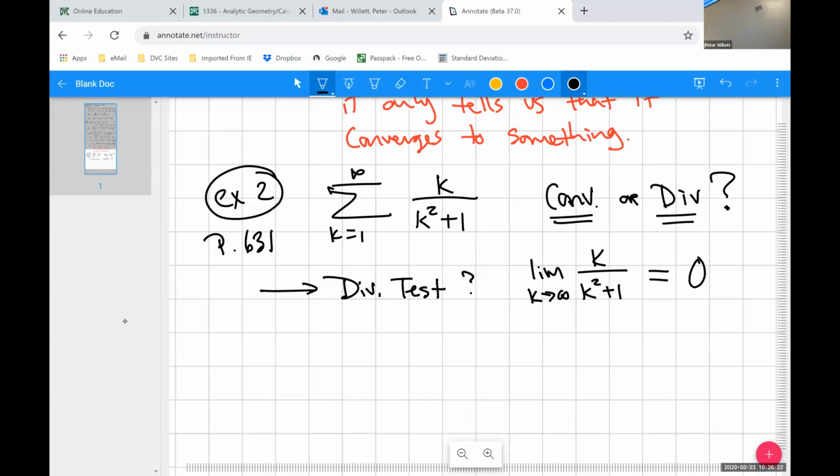In any event, because the terms go to 0, what can we conclude about the divergence test? Basically that it doesn't help. So I'm going to write here, thus the divergence test fails, because it passes the test if the limit is not 0, because then we can draw the conclusion that it diverges. Fails to help.